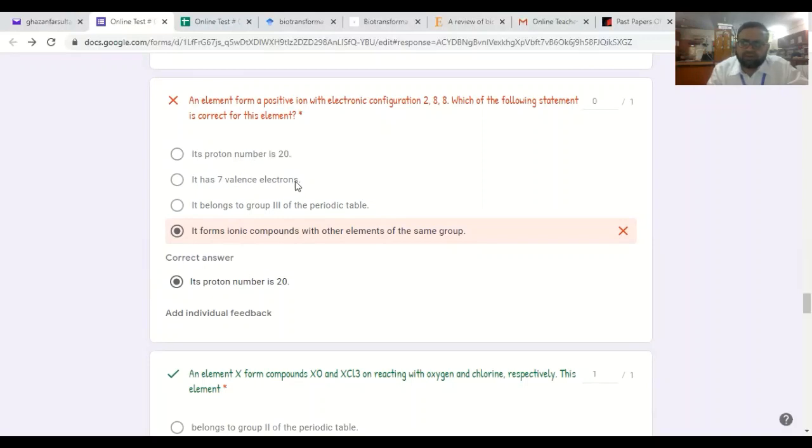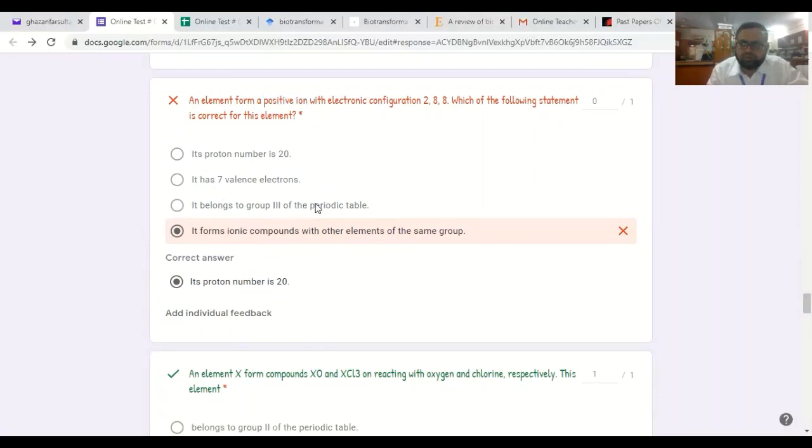It has 7 electrons. No, impossible. If it would have 7 valence electrons, then it would gain 1 electron to complete its octet and become a negative ion. But here the case is, you are asked about the positive ion. So option number 2 is wrong.